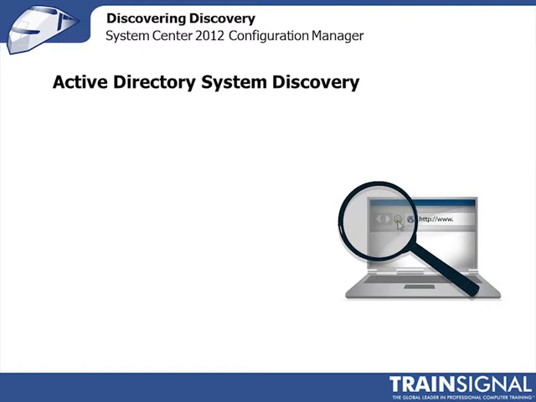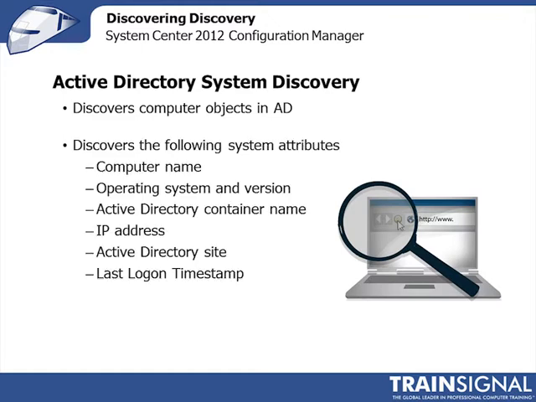Now let's talk about some specific discovery methods, and then we're going to start working with some of these in the Configuration Manager system for Global Mantics. Active Directory System Discovery, as its name implies, will find computer objects that exist in Active Directory. Basically, Configuration Manager will scan Active Directory for new resources that meet the discovery protocol for system discovery.